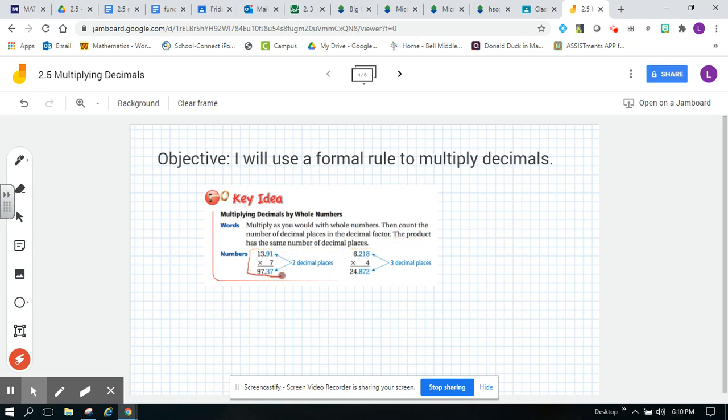So notice in this first one that there are 2 decimal places in 0.91. So there are 2 decimal places, so then there are 2 decimal places in your answer. There are 3 decimal places here, so there are 3 decimal places in your answer. Okay, that's our example in words.